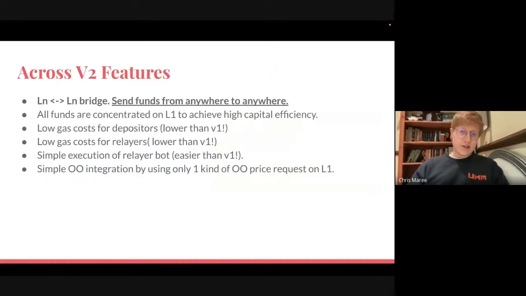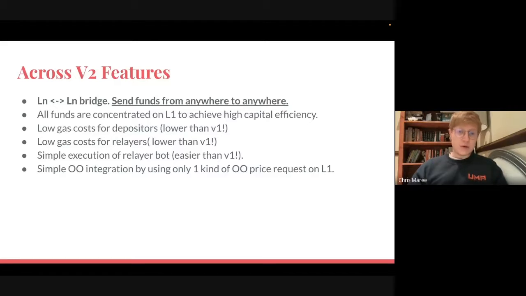So to start with, let's look at some of the features. Across V2 is primarily a layer-anything to layer-anything bridge. Wherever we have a canonical message and token bridge, we can deploy this mechanism, which is really cool. And this is obviously the main difference versus V1, which was only a fast exit bridge.